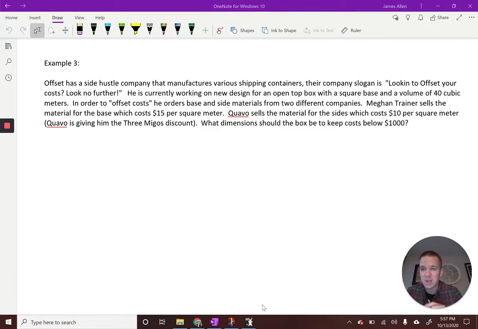Megan Trainor sells the material for the base, which costs $15 per square meter. Quavo, one of his Migos, sells the material for the sides, which costs $10 per square meter. Quavo is giving him the 3 Migos discount, right? You know, gotta hook him up. What dimensions should the box be to keep costs below $1,000?